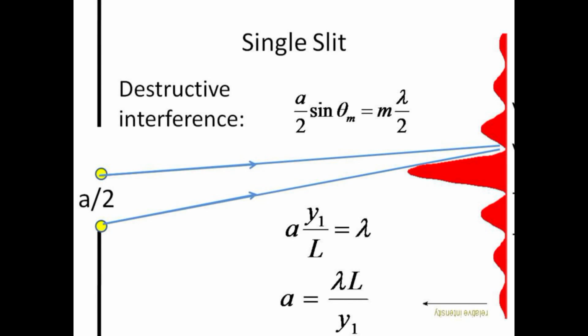Light passing through a single slit interferes with itself in a process called diffraction. Minima in the intensity pattern occur when there is destructive interference between sources separated by only half the slit width. Thus, a over 2 sine theta equals m lambda over 2. The 2's cancel and the angle is small, so we find that the slit width a is the product of lambda times L divided by y.